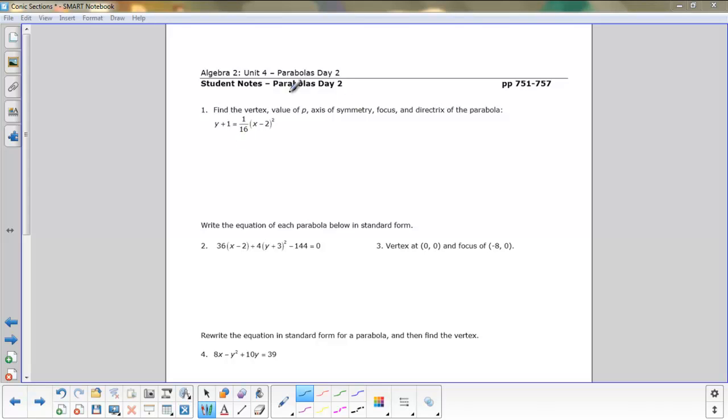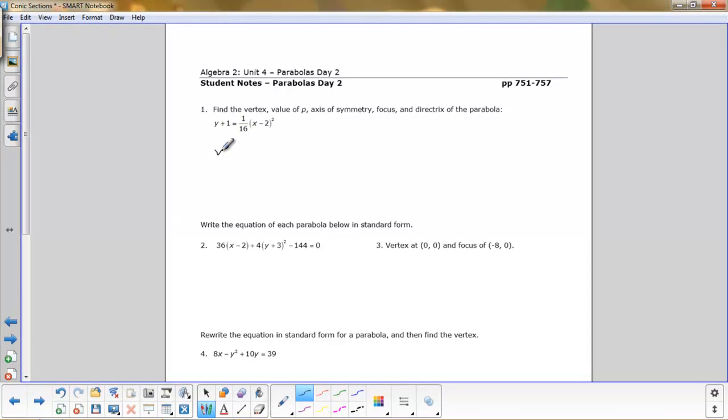Alright, student notes, parabolas, day 2. We're going to go ahead and look at completing the square by using parabolas. You'll find this to be a little bit more simple because there's only one term that you'll have to complete the square for, as opposed to two terms with all the other conic sections. We'll start with a review of yesterday, finding the vertex, value of p, axis of symmetry, and so on and so forth with this particular parabola that has been given.